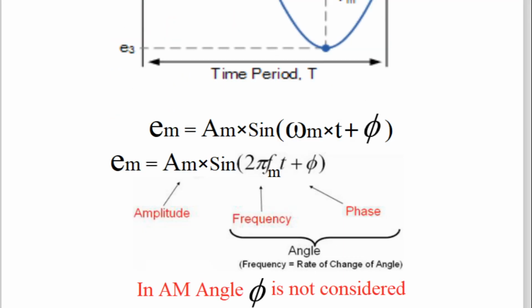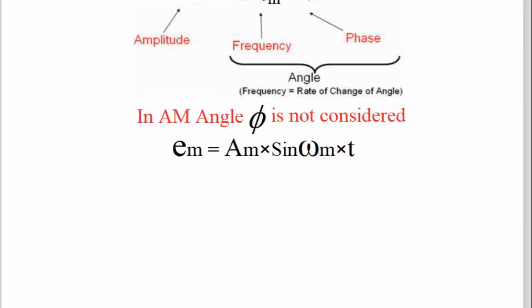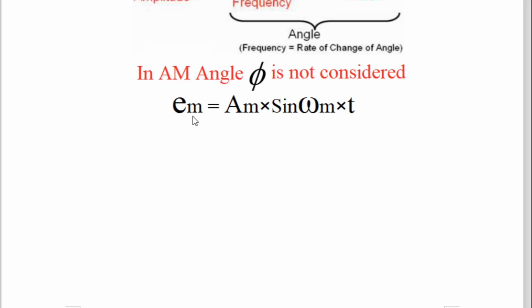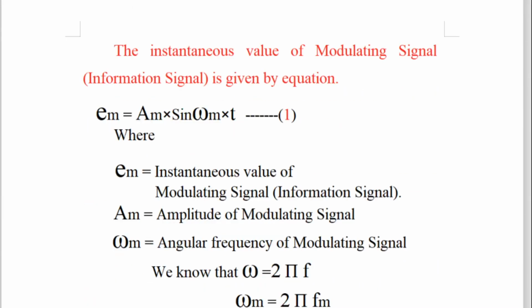We'll remove this phi, and then we'll come to that equation. Em is equal to, again I am repeating, the instantaneous value of modulating signal, equal to Am, the amplitude of modulating signal, into sine omega m into t. And it's very simple now.